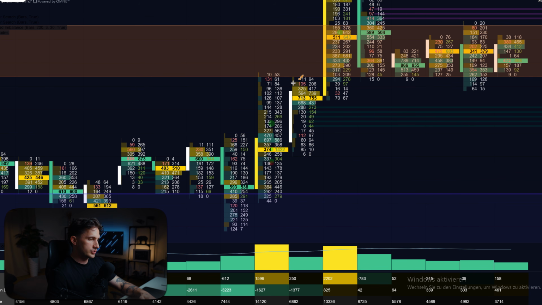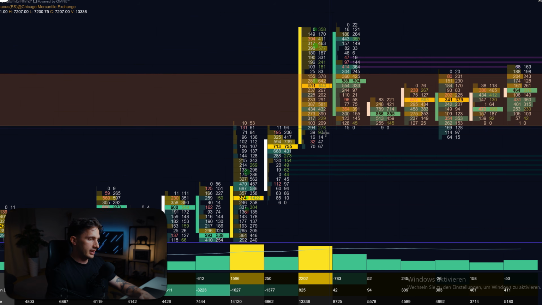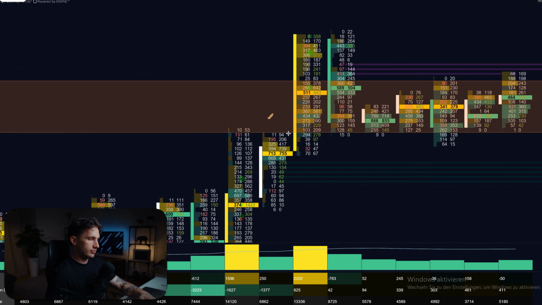And actually what you can see right here is a P-shaped formation. What a P-shaped formation means is that you will probably get continuation on this trade. And you can see this on the next candle. Again, you have a lot of buying imbalances.